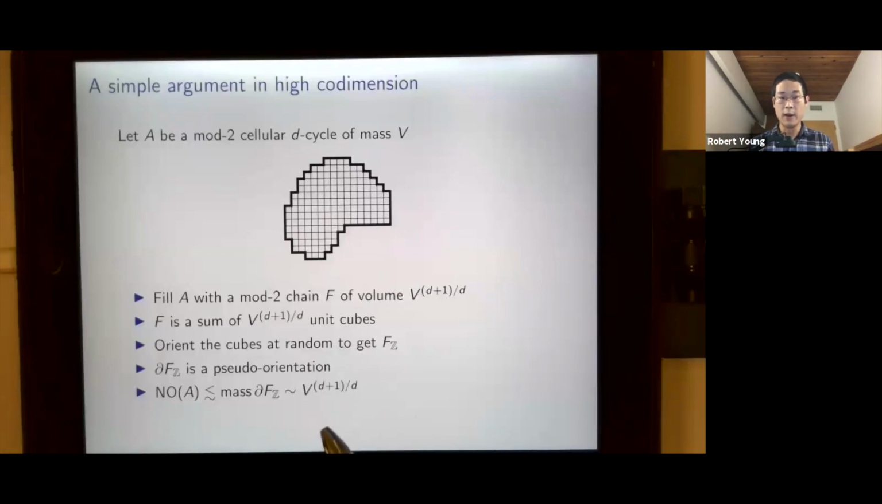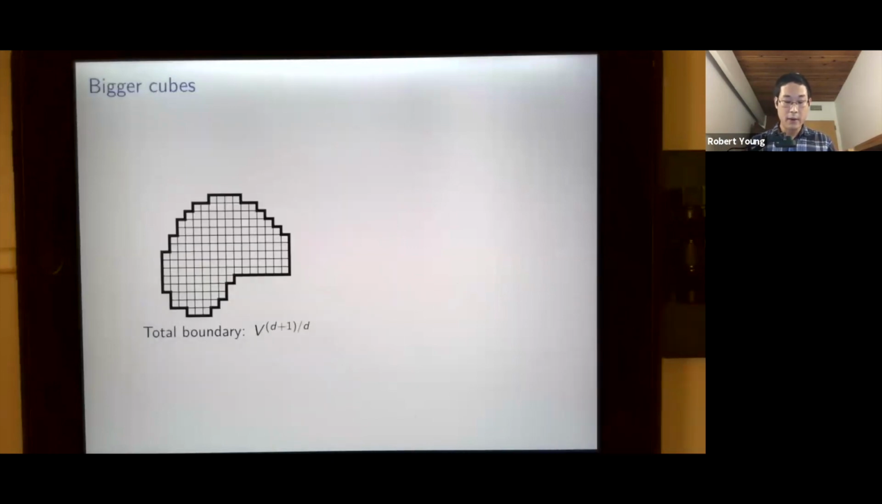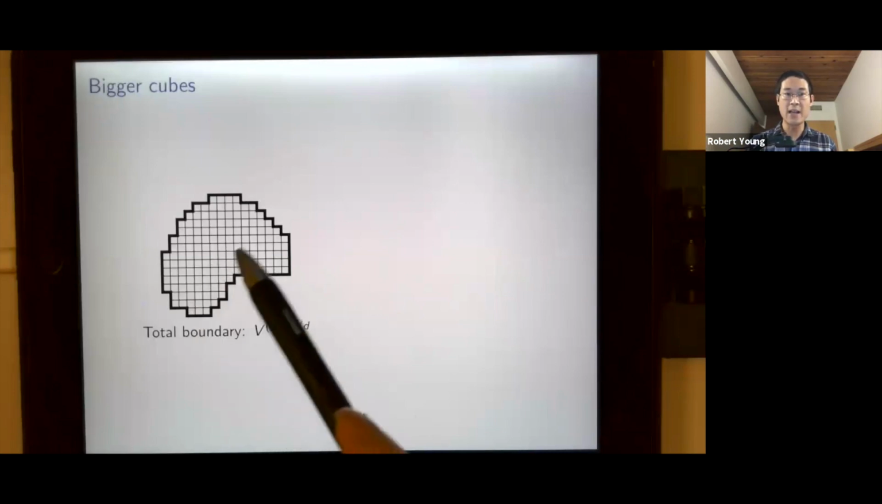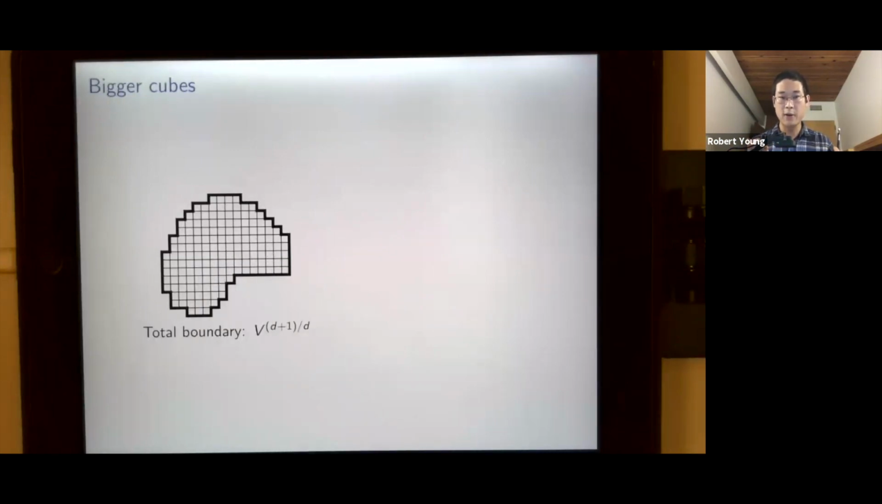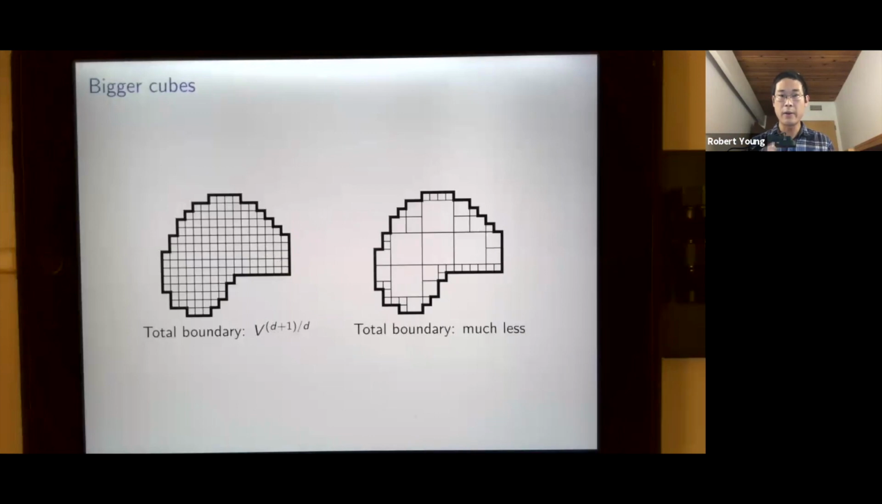Remember, our goal is to get a bound of order V. So how can we improve this? The first thing is that because we cut the filling into a lot of little tiny pieces, little 1-by-1 cubes, the boundary of those cubes is very large. So the first thing we can do to improve this is to try to use bigger cubes, fewer cubes, but bigger cubes.